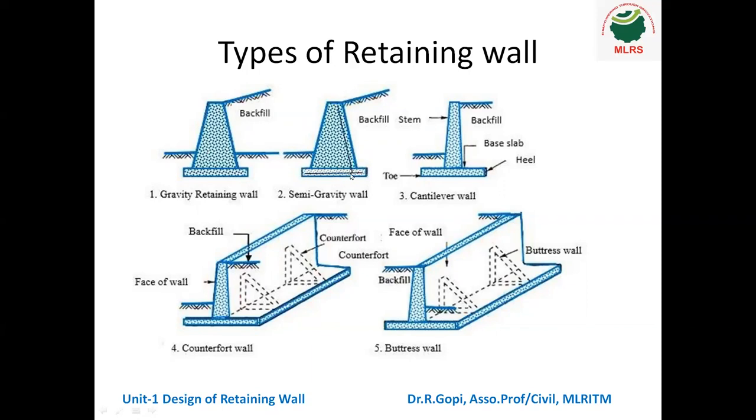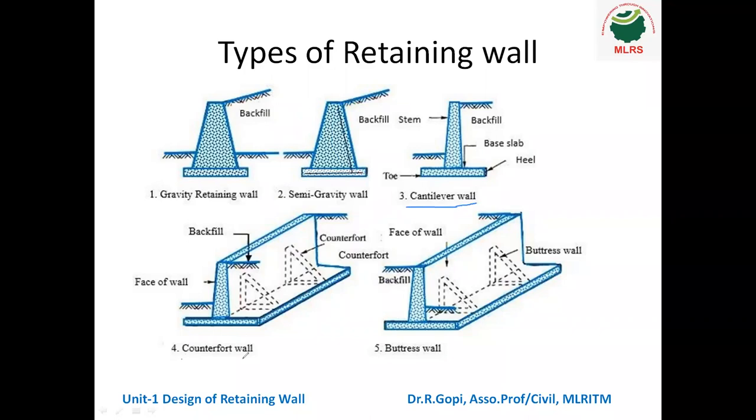Next, coming to the semi-gravity wall. A semi-gravity wall is constructed with both concrete as well as stone. You can see the lines there; these lines are the RCC steel. At the bottom and the backfill side portion, we lay the steel. This is also constructed for moderate height backfills.